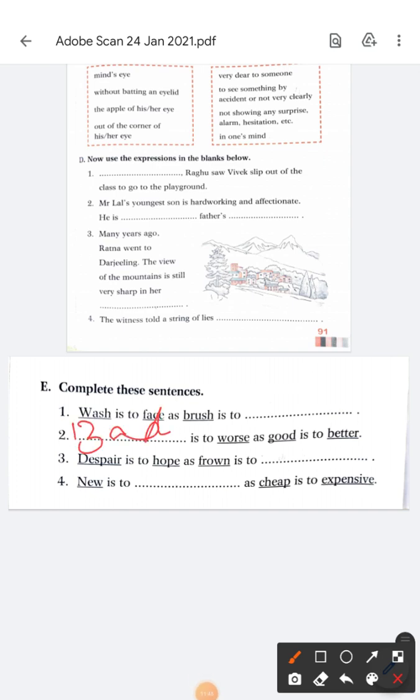Bad. Despair is to hope as frown is to smile. Despair and hope are opposites. New is to dash as cheap is to expensive. Cheap and expensive are again opposites. So new is to old. The opposite of new is old.